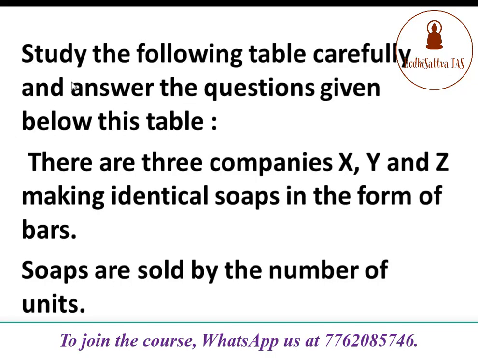So this is the question. Study the following table carefully and answer the questions given below this table. There are three companies X, Y and Z making identical soaps in the form of bars. Soaps are sold by the number of units. Total sales is equal to selling price times units sold.